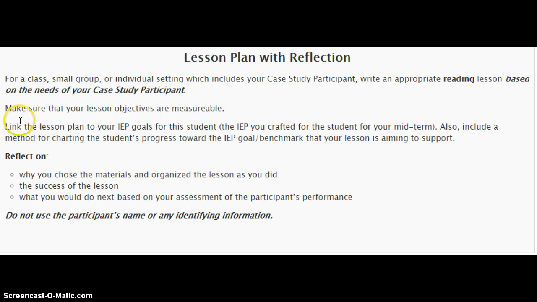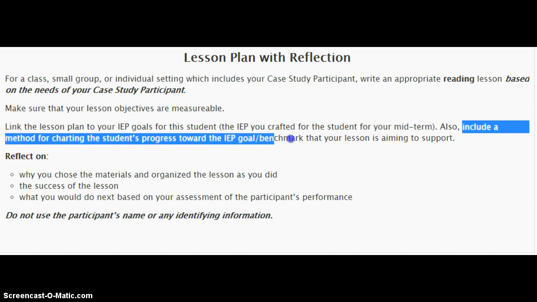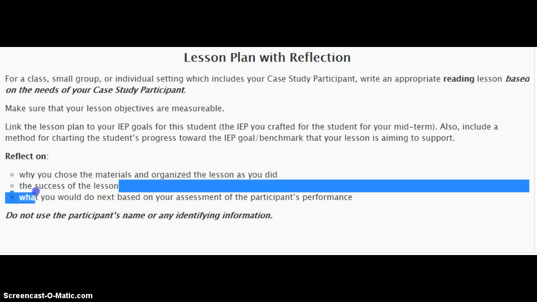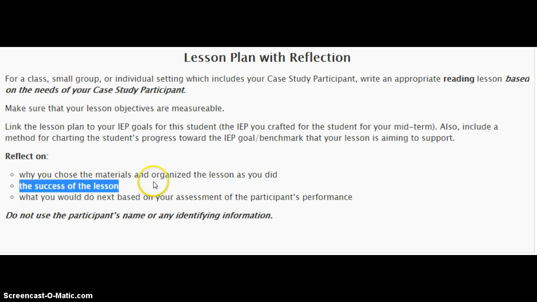The other thing is, you also need to include a method of charting the student's progress toward that goal, okay, the goal that your lesson is aiming to support. So is it going to be a checklist? Is it going to be a running record? What are you going to do? What is the student going to produce as evidence that they are or are not meeting the goal of the lesson?